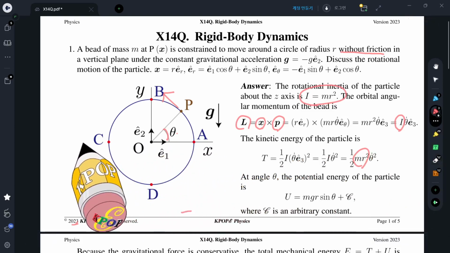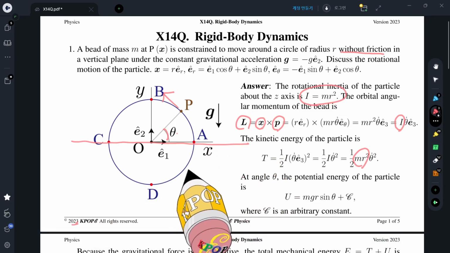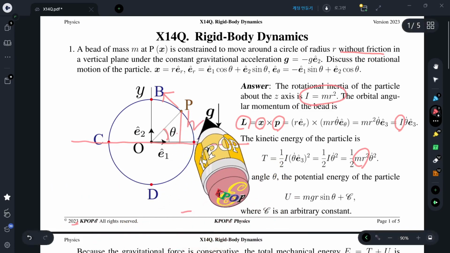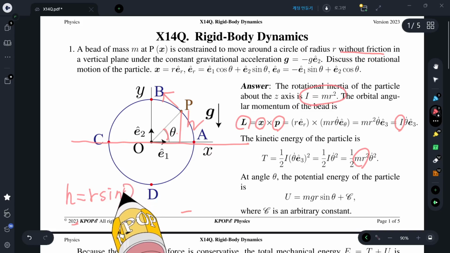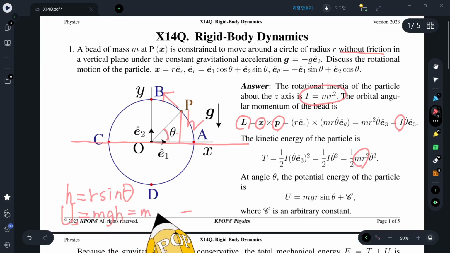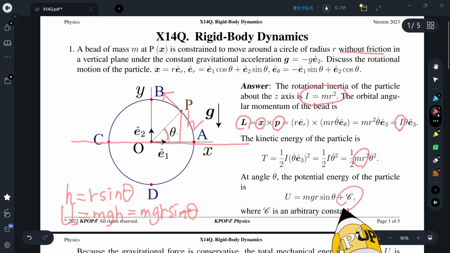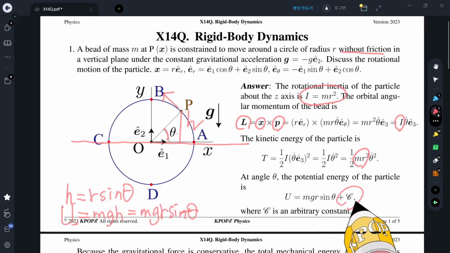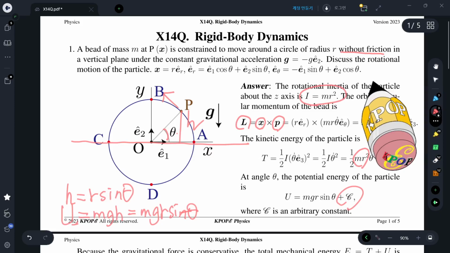At angle theta, the potential energy of the particle, okay, it's easy to define. The height of the particle relative to the horizontal axis, the x-axis. So this is height. So height is r sine theta. Potential energy can be chosen as m g h, so m g r sine theta. However, we can always add an arbitrary constant in here. So this is the most general form of the potential energy of the particle due to the gravitational force.